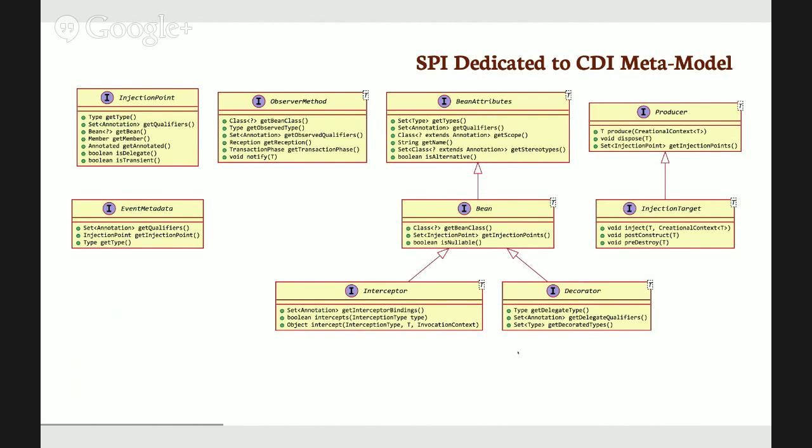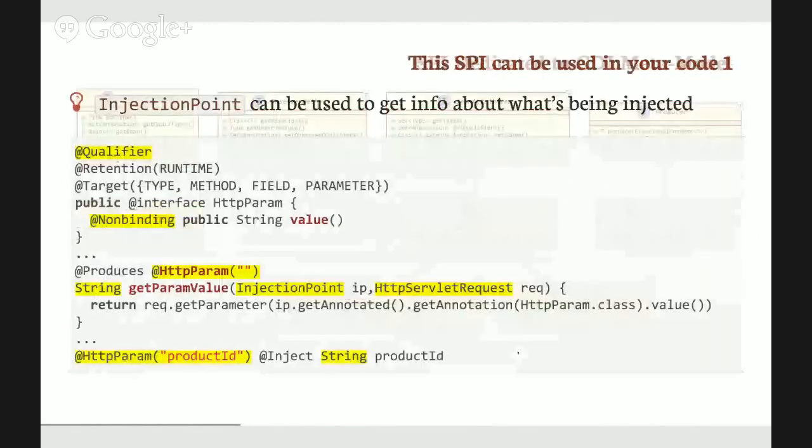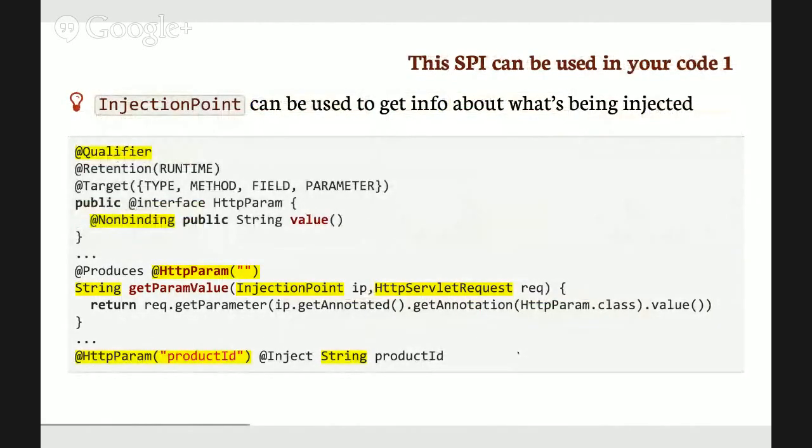but you can also use them in your CDI application. For instance, you can use it in your code, like we did in the first presentation, in the basic part. We can use the injection point to get information on the place where the bean was requested, was injected.